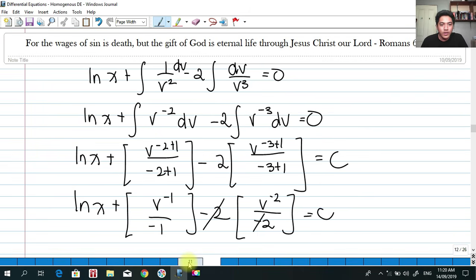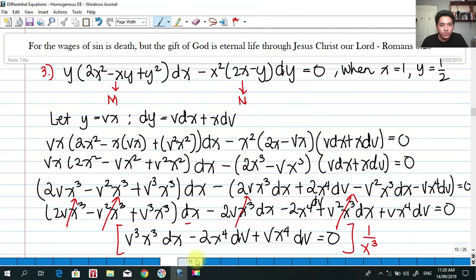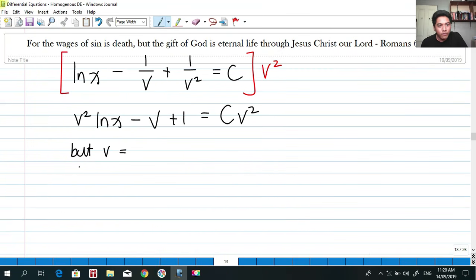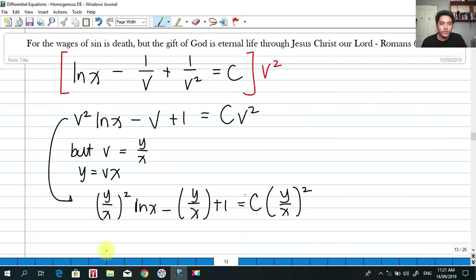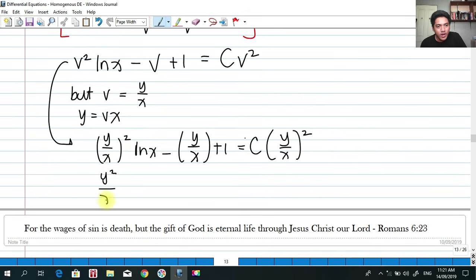But v now is equal to what? In our substitution, we used y is equal to vx. So if y is equal to vx, then v is equal to y over x. So if we substitute y over x for v, what will happen? We have y over x squared ln of x, minus y over x plus 1 is equal to c times y over x squared. If we simplify this, we have y squared over x squared ln of x minus y over x plus 1 is equal to c y squared over x squared.